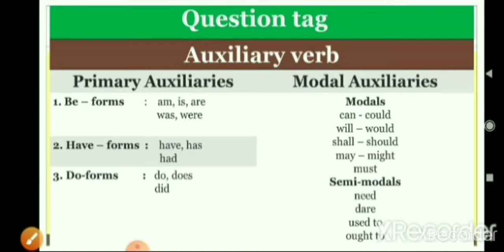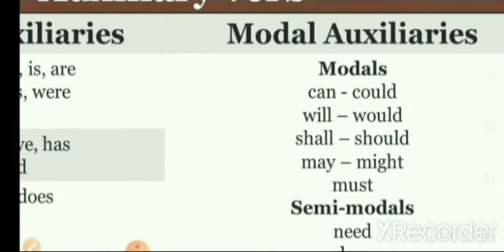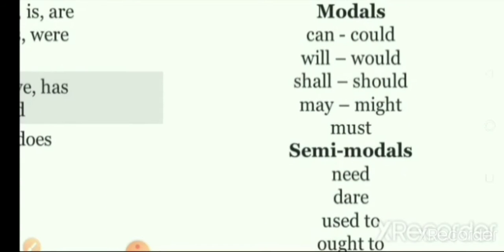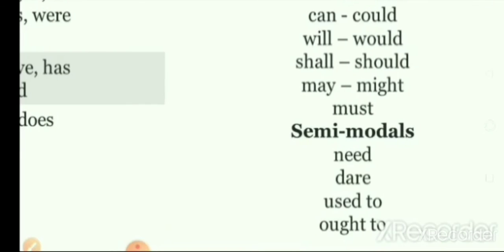Likewise, modal auxiliaries. Modal auxiliaries are 13. They are can, could, will, would, shall, should, may, might, must. We have semi-modals also. They are need, dare, used to, ought to.